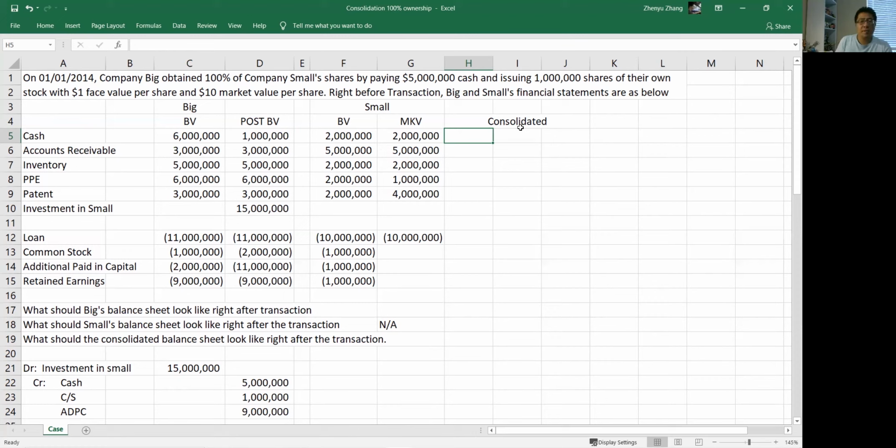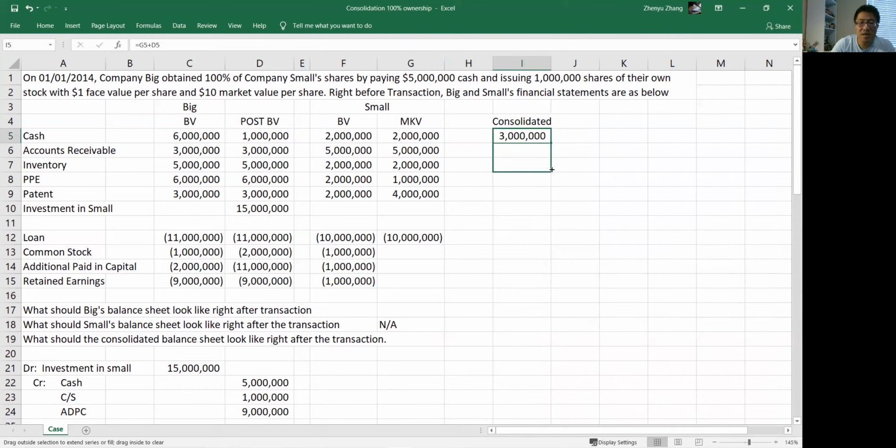Okay, so let's talk about some easy stuff. Here we know that for consolidated cash, let's just add everything. Consolidated cash is 3 million. Consolidated accounts receivable is 8 million. Inventory, 7 million. PPE is going to be 7 million, sorry. And patent is going to be 7 million. And somebody might say, okay, let's add Small. Let's add the investment. We'll do this.